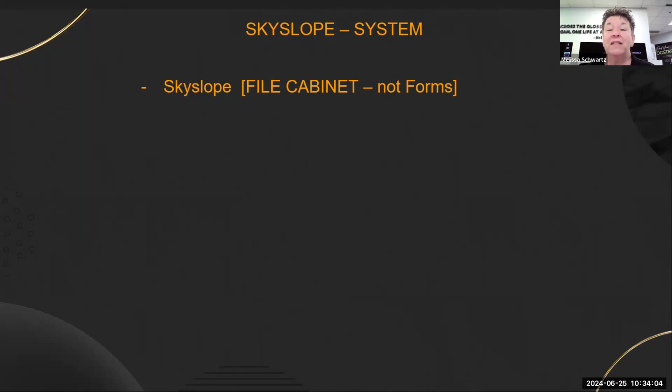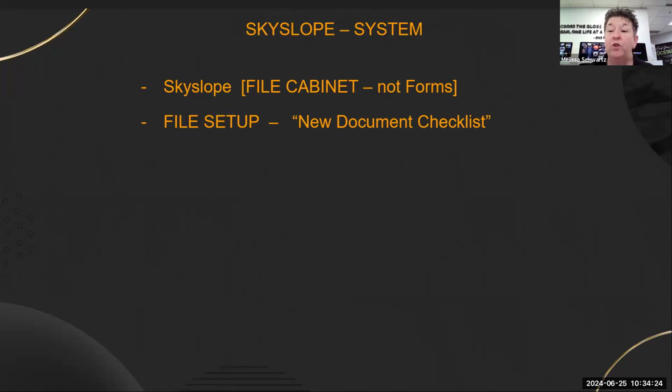So going back to the file cabinet for SkySlope, that's where all your documents go. Not SkySlope forms. That's the match for transaction desk. So let's talk about file setup. All of you should know we have a new document checklist. Can anybody tell me where the new document checklist is located if you needed to find it? Does anybody know what I'm talking about? It's a really cool form. You'll see it in a second. I have to get through this page. I'm trying to get through quickly.